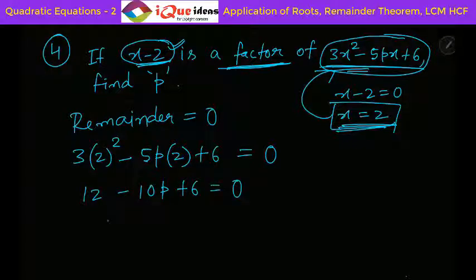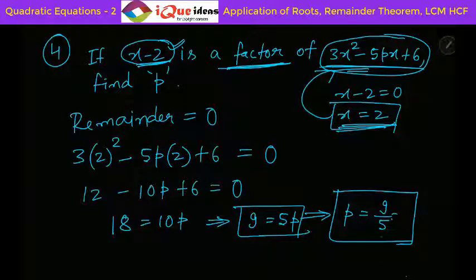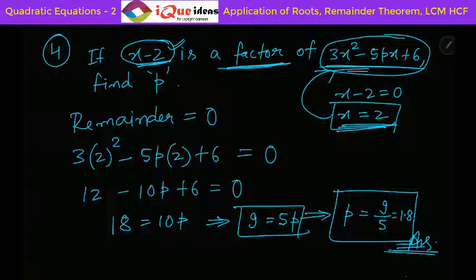Now 12 plus 6 is 18, minus 10p goes to the other side and becomes 10p. So 18 is equal to 10p, or if you cancel by 2, it is 9 equal to 5p. So from here, we can see that p value is equal to 9 divided by 5, right? Or 1.8. Depending upon the option, you can mark the answer. So here the value of p as asked in the question is 9 by 5 or 1.8. Alright, let's take one more good question.